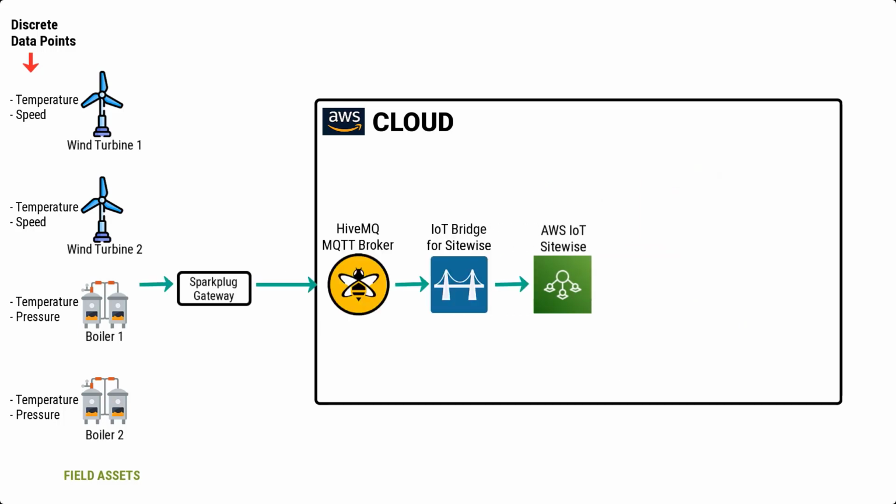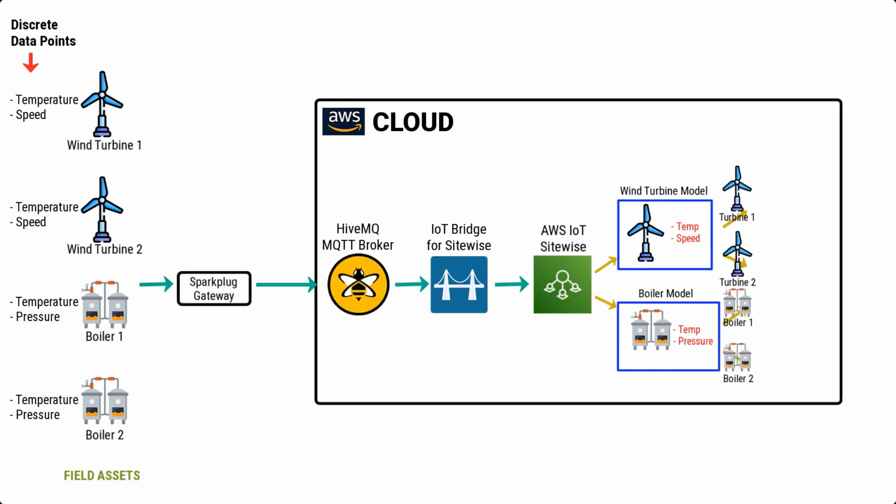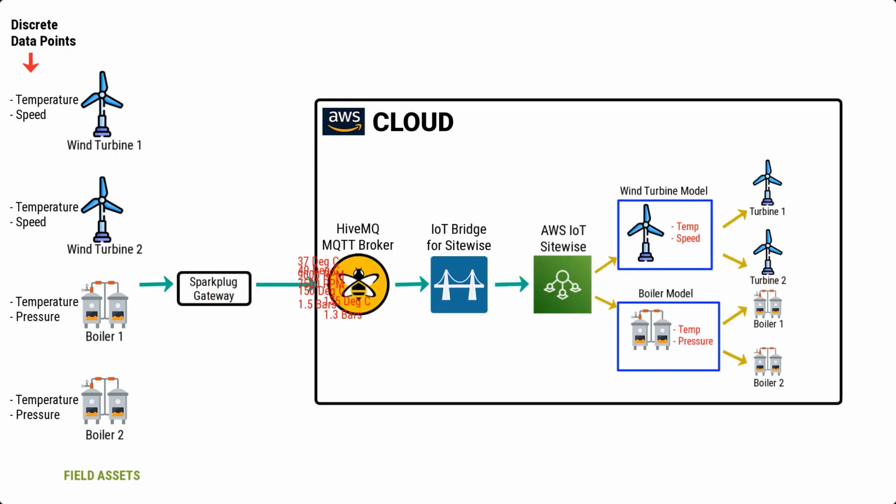Sparkplug allows you to transmit straight from the source asset models, respective instances of the assets, and the sensor measurements to update the data points of virtual representations of your assets into AWS IoT SiteWise.